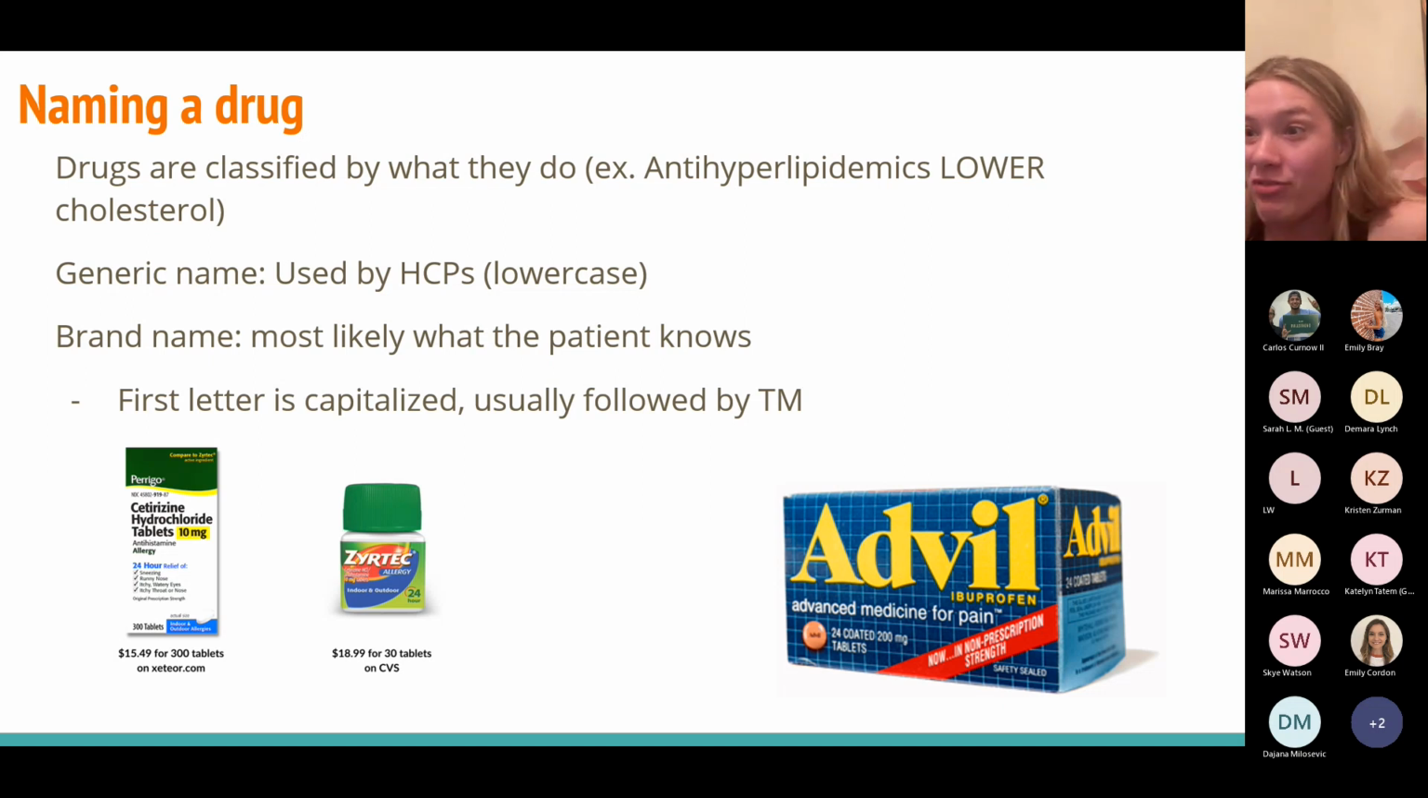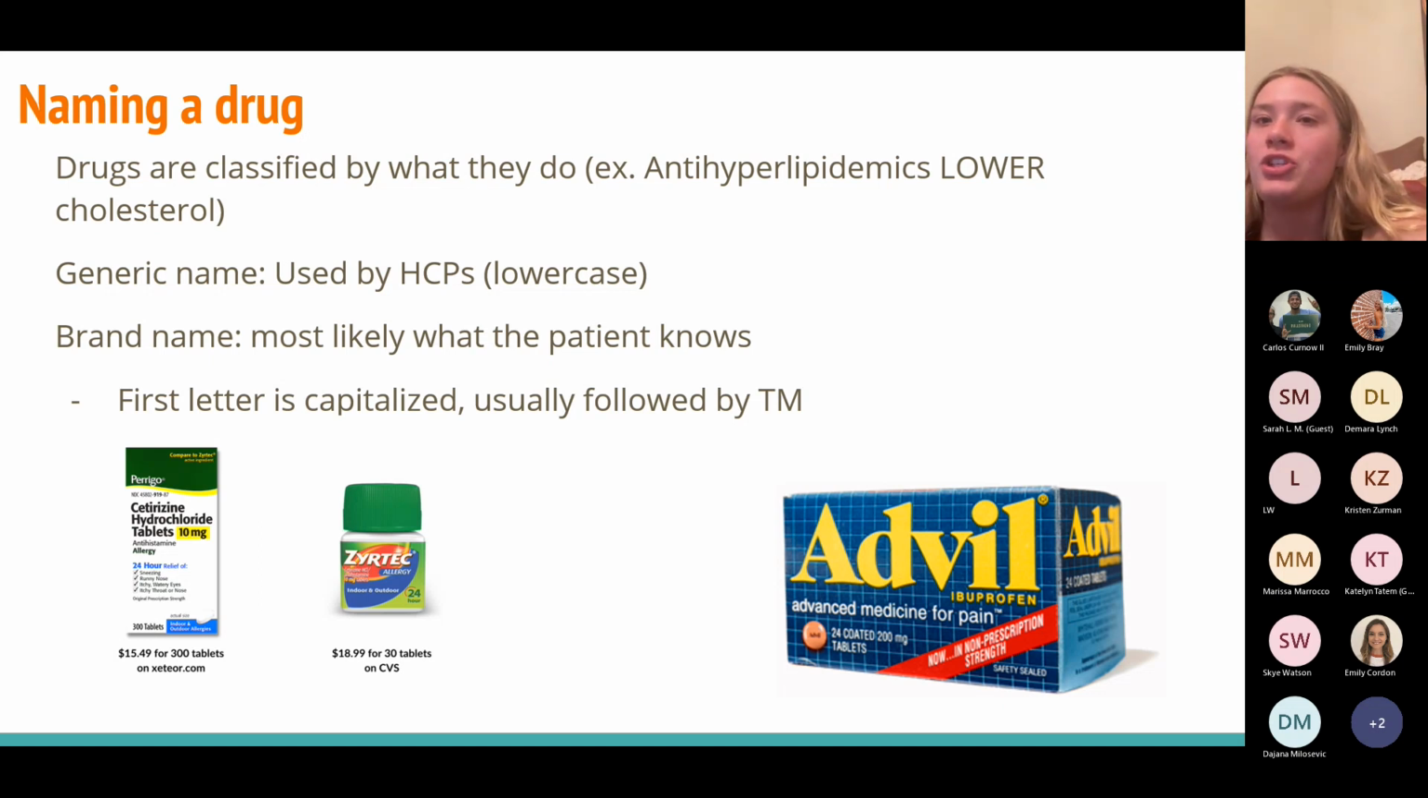For example, we might not know every single brand name of every antihyperlipidemic, but if we can determine that that drug is an antihyperlipidemic, a lot of them function the same and have similar side effects, so it allows us to recognize patterns of drugs, and that's really what I encourage you guys to focus on. Don't get too caught up in the brand names. Know what this drug is classified as, and that helps a lot.